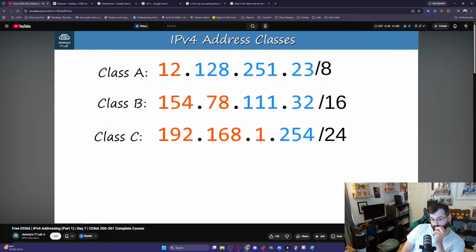In Class A, there are fewer possible network addresses. However, because the network portion is very long, there can be many hosts on each network. Class C is the opposite. There are many possible networks, but because the host portion is smaller, there are fewer hosts on each network. Let's take a look at the numbers.